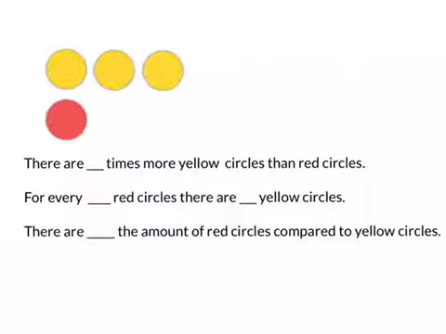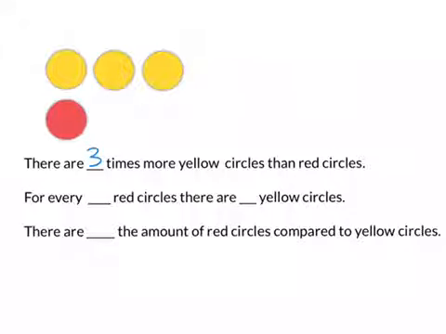Our next maths topic is all about ratio. There are different ways of expressing ratios, and we're just going to look, to start with, at some of the different ways that we can talk about ratio. So here we've got 3 yellow circles and 1 red circle, and one of the ways of expressing that ratio would be to say there are 3 times more yellow circles than red circles, because 3 is 1 times 3.